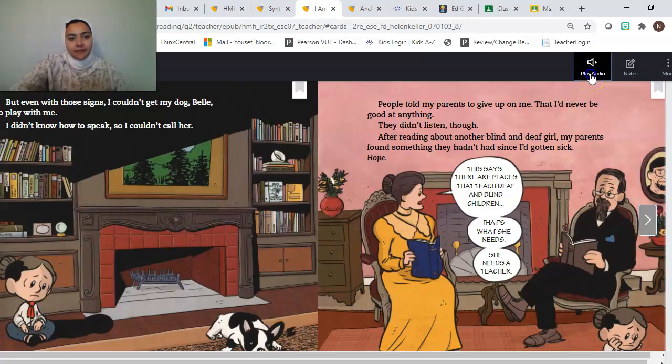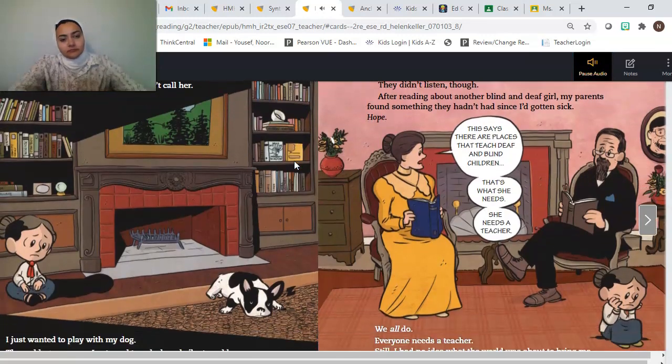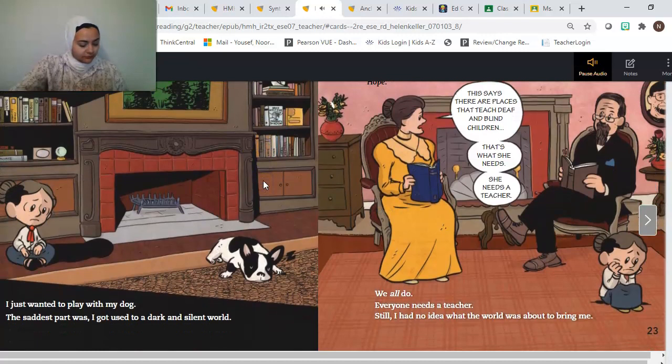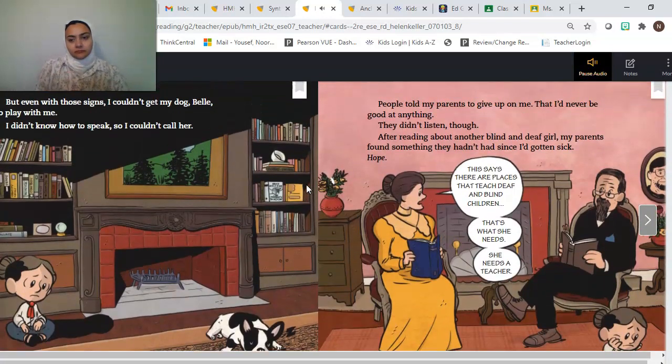How clever of her. But even with those signs, I couldn't get my dog, Belle, to play with me. I didn't know how to speak, so I couldn't call her. I just wanted to play with my dog. The saddest part was, I got used to a dark and silent world. People told my parents to give up on me, that I'd never be good at anything. They didn't listen, though. After reading about another blind and deaf girl, my parents found something they hadn't had since I'd gotten sick. Hope.